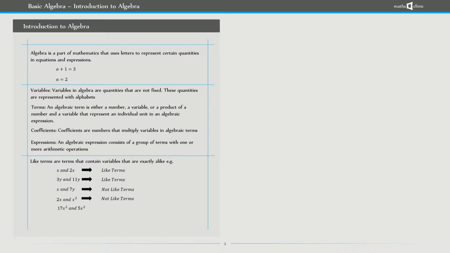Okay, now what if we had 17x squared and 5x squared? Variable in the first term is x squared, variable in the second term is x squared, and you probably guessed it, these are like terms.